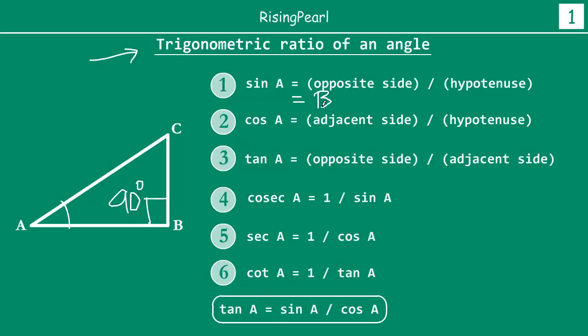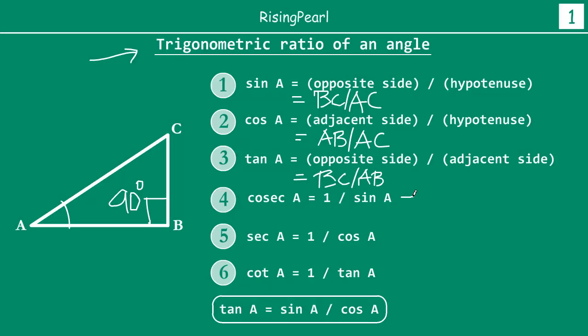So that will be BC divided by AC. So cos A will be adjacent side AB divided by AC, adjacent side by hypotenuse. So it will be AB divided by AC, hypotenuse. Tan A is opposite side divided by adjacent side, BC divided by AB.